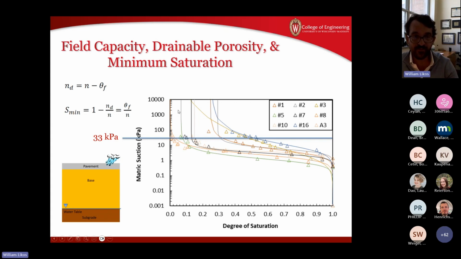Field capacity is typically defined at a matrix suction of 33 kPa, and that's this horizontal line here running through some of these soil water characteristic curves. You can see that for the material with the blue triangles on the far right, the degree of saturation at field capacity is about 50% or so. That is not effective drainage of that material by gravity, so that would be what we define as the minimum saturation for that material, about 50%. You can see on the far left that is a very well draining material, with minimum saturation of some value less than a few percent.